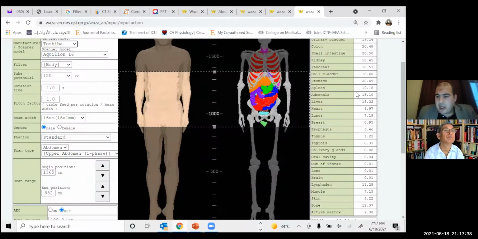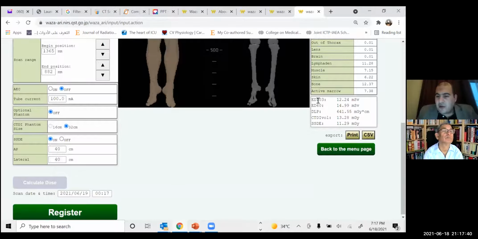Okay, here it will give you information about the effective dose, which is related to using a conversion factor, which is ICRP 103, or ICRP 60. So you will get the effective dose, which is related to those publications, and also you'll get DLP, and you will get CTDI volume, and the size-specific dose estimate also. After that, you can print it or convert it and save it to your computer. Okay.